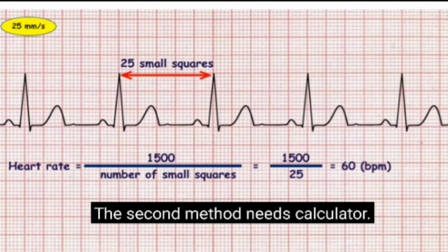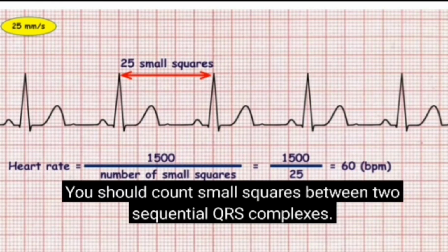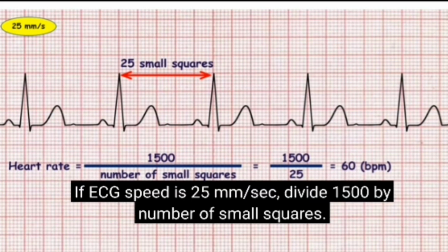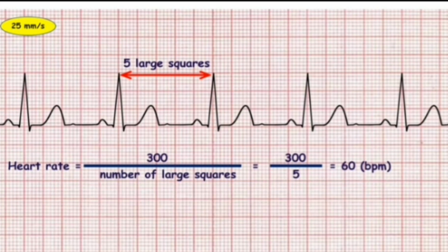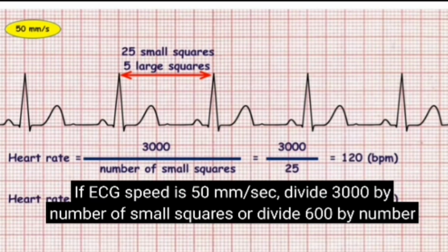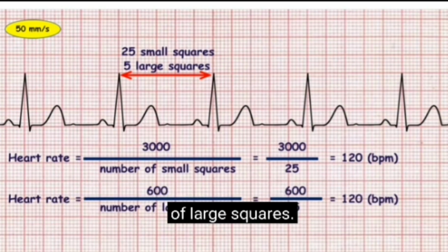Another method is calculating heart rate by dividing 1500 by the number of small squares. Here the number of small squares is 25 between 2 QRS complexes, so 1500 divided by 25 is equal to 60. Or, 300 divided by the number of large squares, that is 300 divided by 5, equals 60 beats per minute. If the ECG speed is 50 mm per second, then divide 3000 by the number of small squares, or divide 600 by the number of large squares.